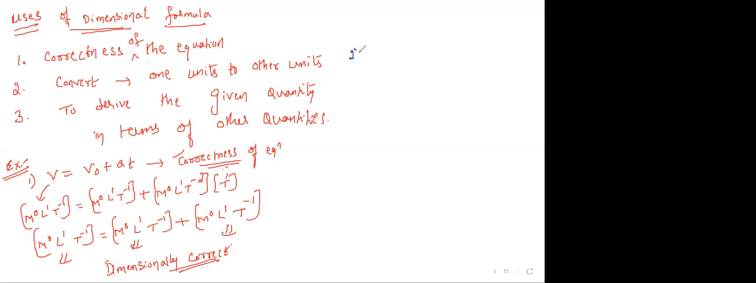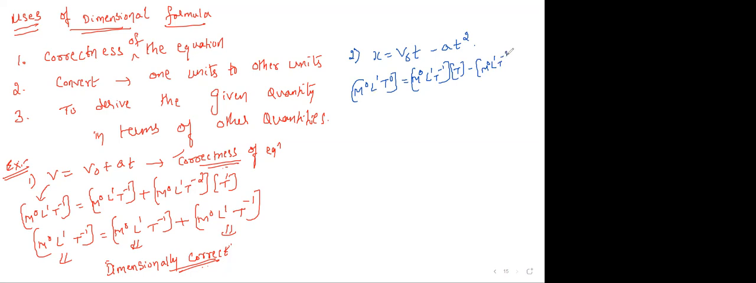You can take the second example. X is equal to V naught T minus AT squared. Check the correctness of this equation. Now you write the dimensional formula for all these terms. For the distance, what is the dimensional formula? M0, L1, T0. For velocity, M0, L1, T minus 1 into time T. Minus, what's the dimensional formula for acceleration?